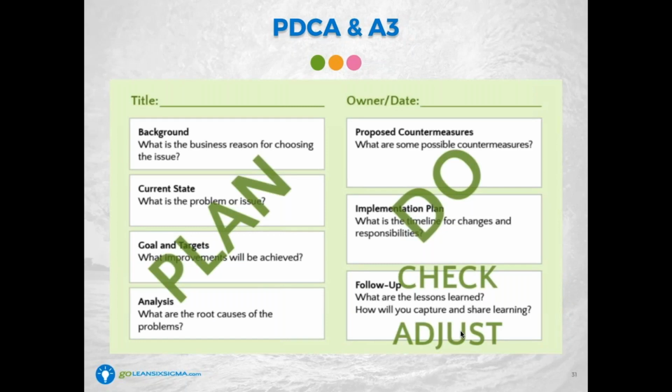And A3s, if you don't know what they are, it's actually the name of an international paper size. It's a summary of someone's thinking through a problem. So it's a way to help people go through this thinking process, this root cause analysis, this PDCA thinking. And it's not about the paper, it's about the thinking. But I wanted to just point out that if you look at what a lot of A3s have on them, they're following plan, do, check, act, or plan, do, check, adjust.